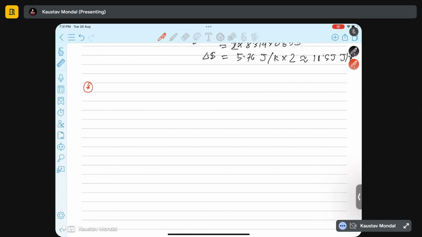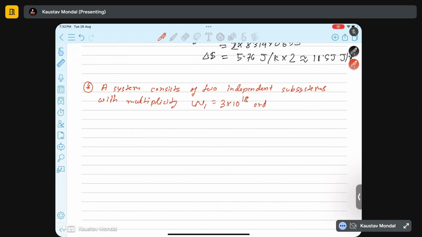Okay. Now we consider a system consisting of two independent subsystems with multiplicities W1 equal to 3 into 10 to the power 18 and W2 equal to 5 into 10 to the power 21.